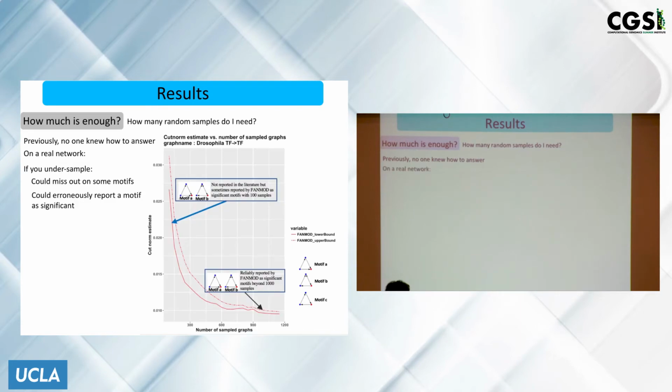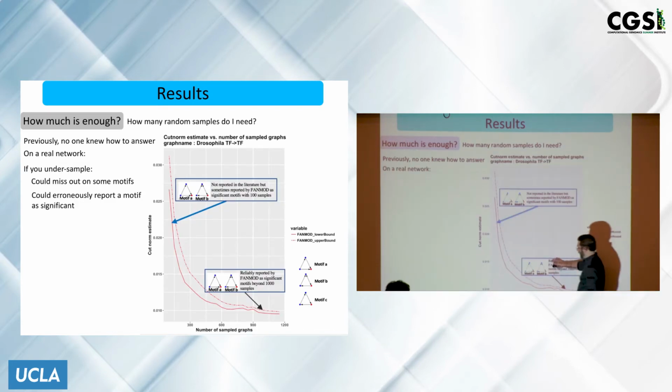This actually turns out to be really important, especially in real networks, because if you don't sample enough, for instance, FanMod recommends a few hundred samples, then if you were to run FanMod for a few hundred samples, look at which motifs are significant in terms of those p-values, and then do it again, and then do it again, you get different answers each time. Why is that? Because you're not sampling enough of these graphs.